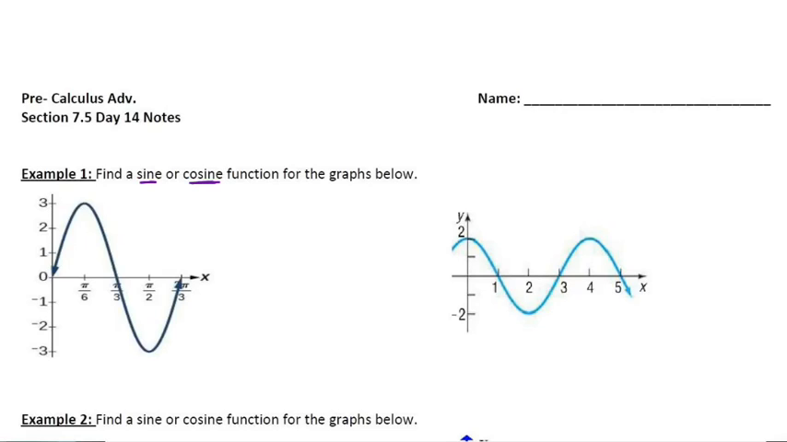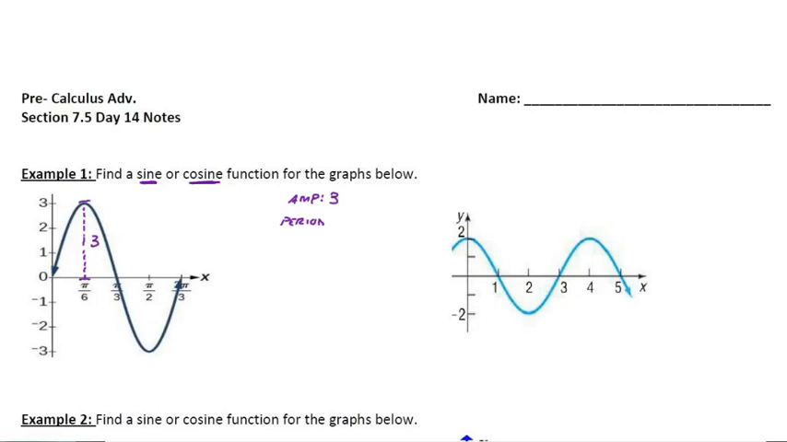So if you take a look at this first example, or the first graph in the first example, there's a couple things I want to identify about the graph so that I can write the equation. One of them would be the amplitude. So if you look at this picture here, from the highest point of 3 to the midline at the x-axis, that's a distance of 3. So my amplitude will be 3.